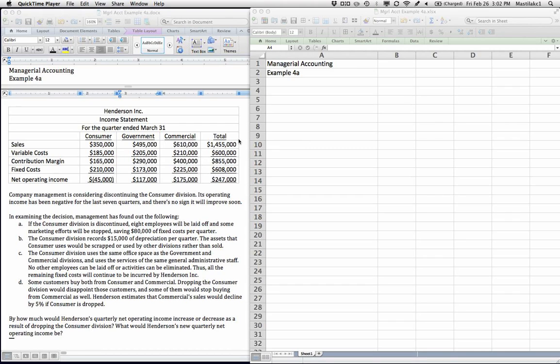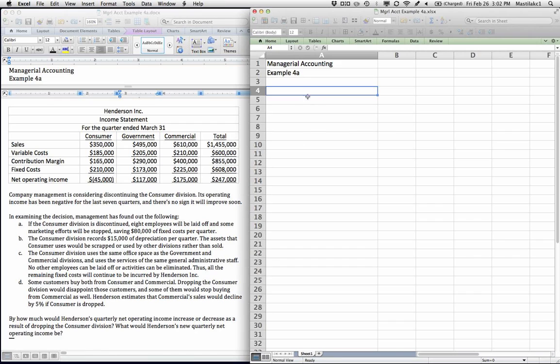Managerial Accounting Example 4A. Please read and become familiar with the example, and we'll begin. So this company is considering dropping the consumer division. Now the division has been unprofitable, and as it says, there's no sign that the profitability will improve anytime soon. So we're trying to consider what would happen if we drop it.